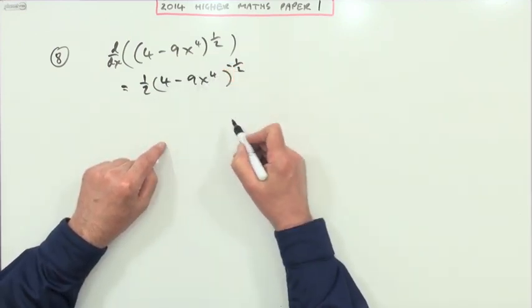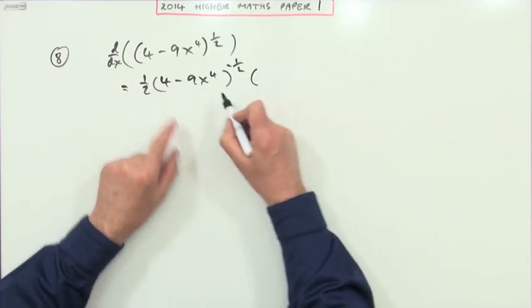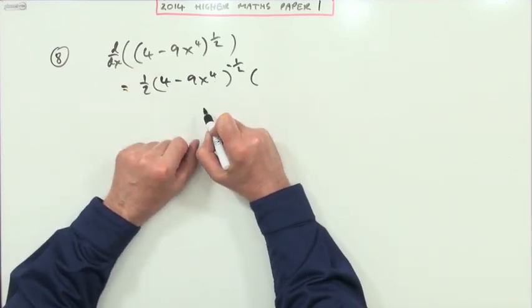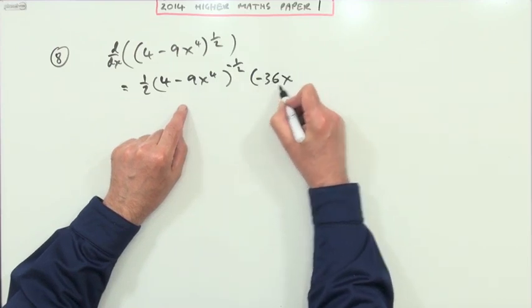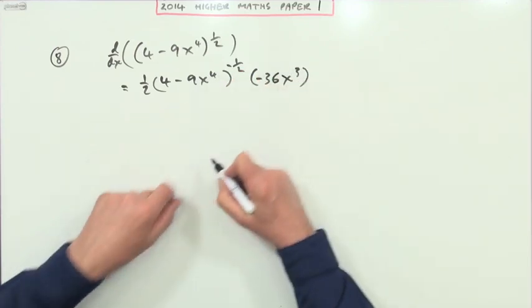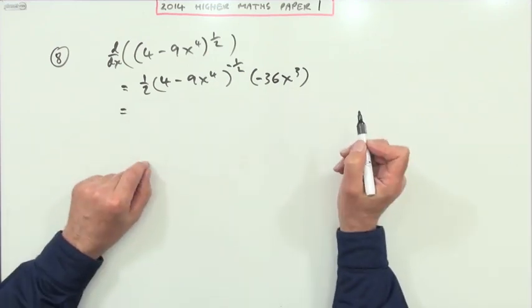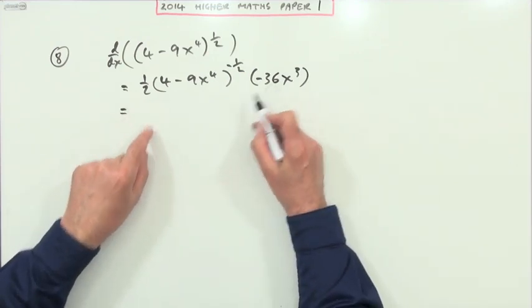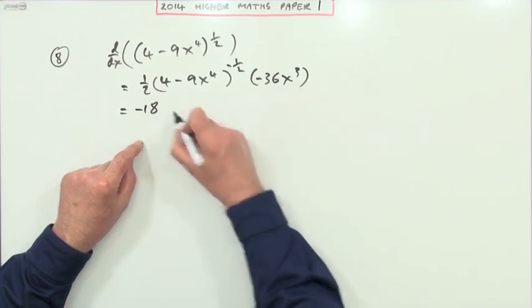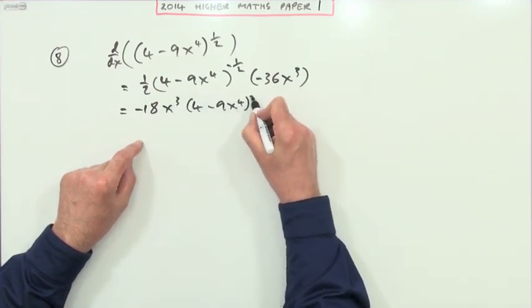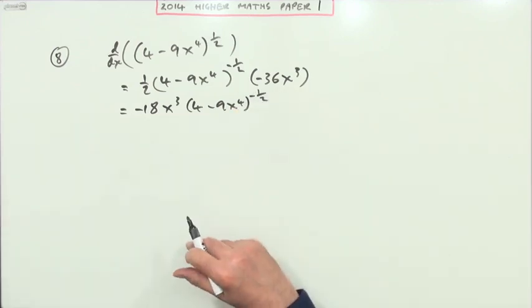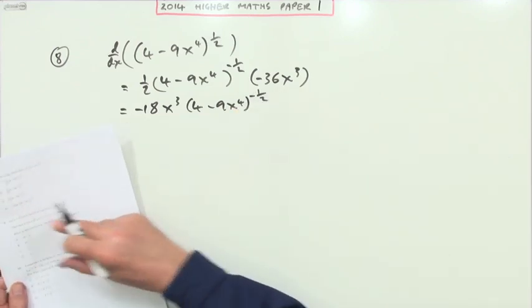But look inside. Inside, it doesn't just say x, it's got this expression, so I'll need to multiply by the derivative of this. Well, there's nothing for the 4, but 4 times -9 is -36. Take 1 off the power, goes to x cubed. Then tidying up, a half of -36 is -18, then the x cubed, and then the bracket to the power of -1/2, and then look for that, and there it is, that's part D.